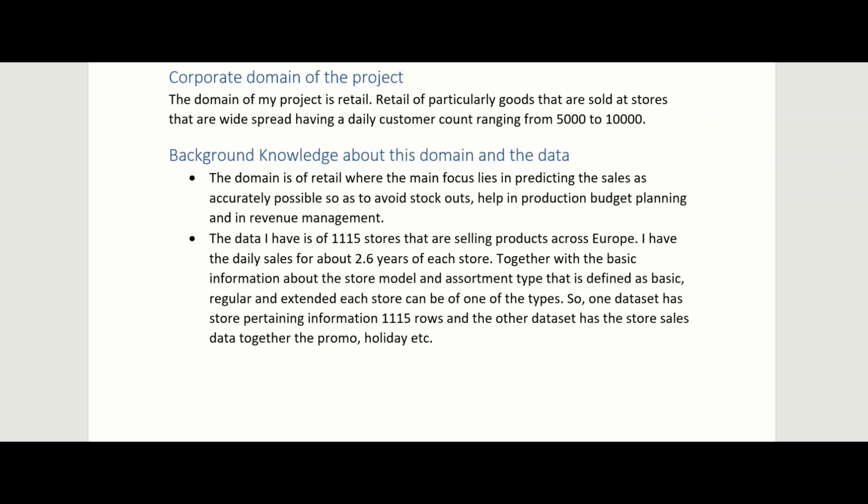The data I have is of 1,115 stores that are selling products across Europe. I have the daily sales for about 2.6 years of each store, together with the basic information about the store model and assortment type that is defined as basic, regular, extended. Each store can be of one of the types. So one dataset has store pertaining information, 1,115 rows, and the other dataset has the store sales data together with the promotion, holiday, and other features that affect the sales of the store.